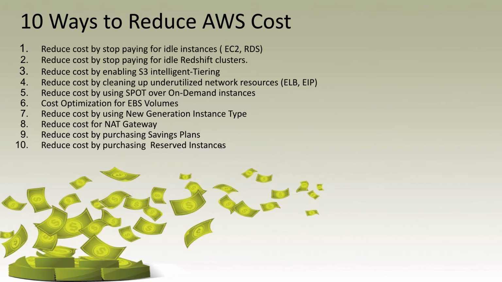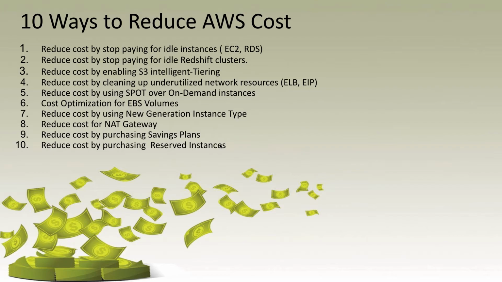Next is elastic IPs, in the same way. AWS will charge you for the EIP if you are not using it. If the EIP is associated with your NAT, your load balancer or your EC2 instance, then AWS won't charge for it. But if it is not associated with any of these resources, AWS will start charging money for these elastic IPs as well. So you can find these elastic IPs which are idle or not associated with any resource, and you can delete those as well.